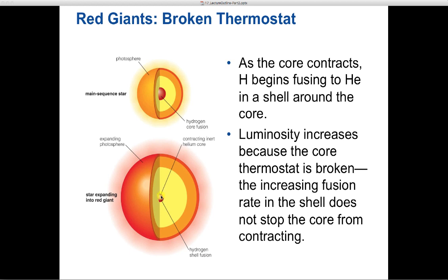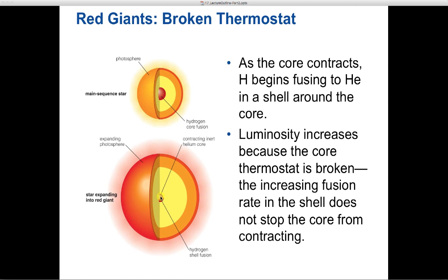And so there's nothing in the core then to push against gravity. Gravity is going to continue to shrink this thing, even though we start producing energy in this shell. We start to produce extra energy in this shell. That extra energy is not enough to stop this core from shrinking and heating up. It'll continue to shrink and heat up. So we've got what we call like a broken thermostat in the star.